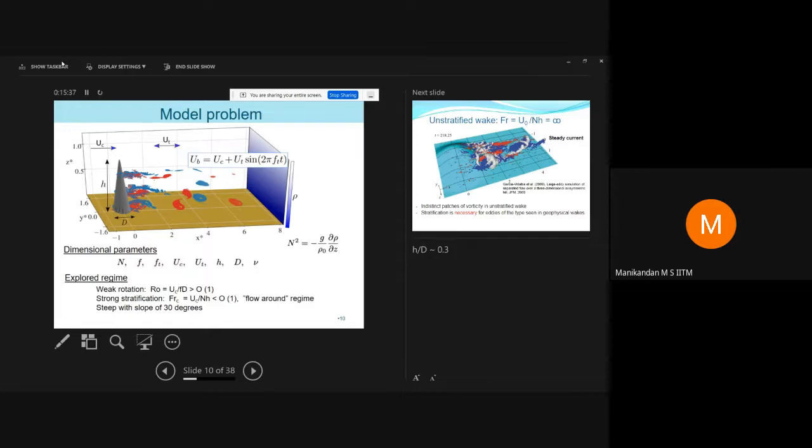And when we say weak rotation, what do we mean? What we mean is that the inverse time scale of the flow, U_c over D, is much larger than the inverse time scale associated with rotation. Okay? Strong stratification. So the Froude number is not super small, but it's less than order 1. Some of the flow will go over the topography toward the top of the hill, but most of the flow is going to go around.